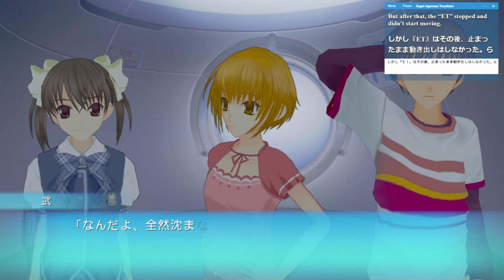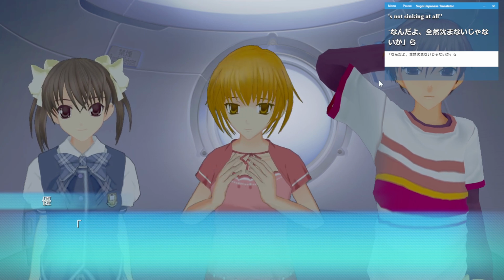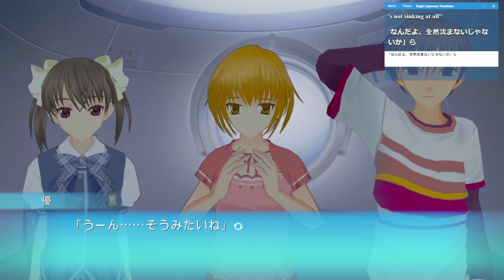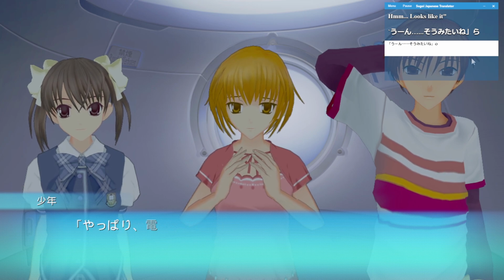What the heck. It's not sinking at all. Looks like it. Well, are we going to get a variation on the CG with you? Looks like it. Or we're going to finally introduce the tuna.